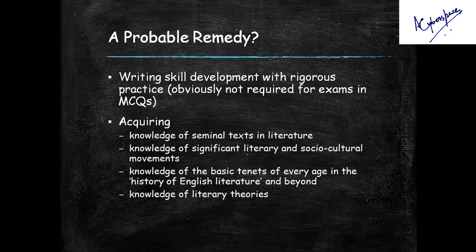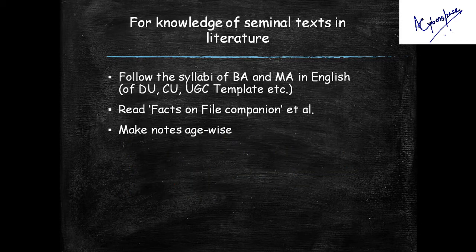For knowledge of seminal texts in literature, what you can do is collect the BA, MA English syllabi of different universities, which are considered very standard, very up to the mark. Nowadays we have this CBCS template given by the UGC, and you can download that template and go through all the texts. There you will have a key to understand each and every component of literature in English and English literature.